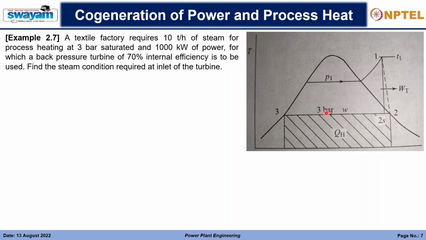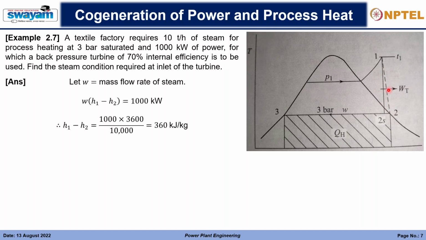We will solve one more problem also. So we are stopping it at 3 bar, which is quite high pressure, and 1000 kilowatt of power also needs to be produced, for which a back pressure turbine of 70% internal efficiency is to be used. Now I will talk about what exactly is the significance of internal efficiency, meaning the efficiency of the turbine.